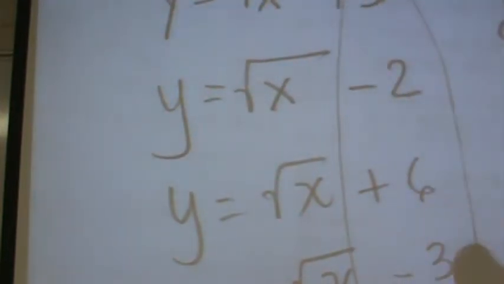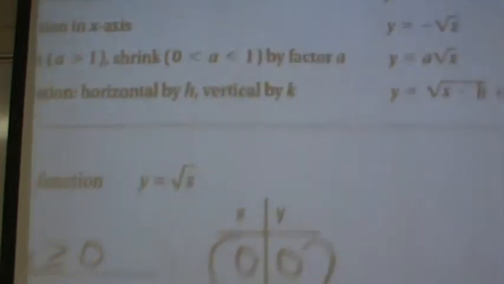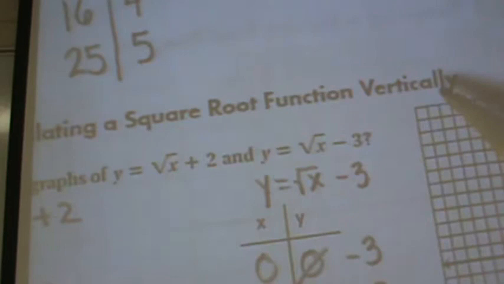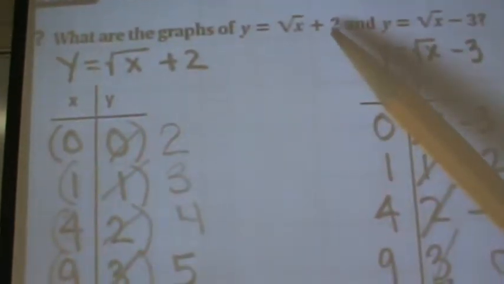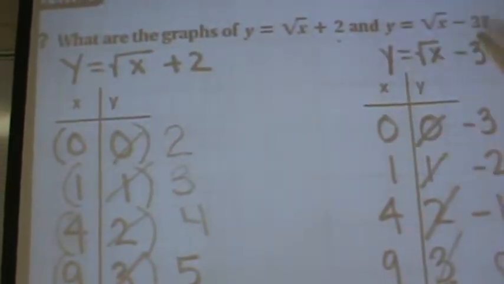These numbers outside are going to move your graph up and down. They shift your graph vertically. It's a vertical shift. This is going to shift your graph up 2, and this one is going to be down 3.